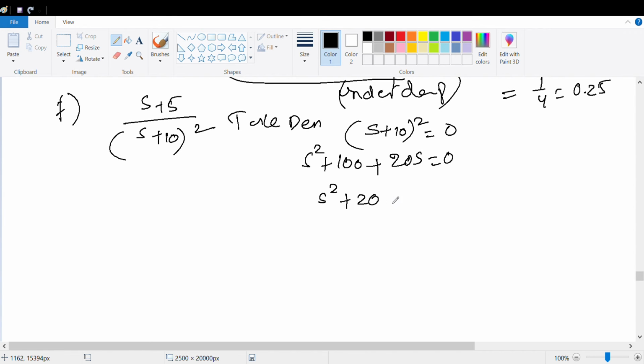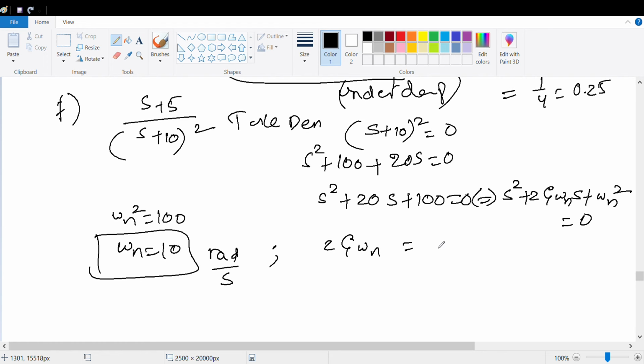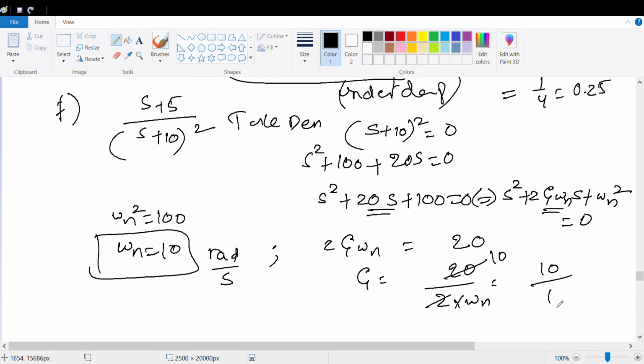For s square plus 20s plus 100 equals 0, we have to equate it with s square plus 2 zeta omega n s plus omega n square equals 0. Therefore omega n square is equal to 100, omega n is equal to 10 radians per second, and 2 zeta omega n s is 20. If you equate these two, zeta equals 20 by 2 times omega n. So 20 by 2 times 10 is 1, so zeta is 1. If zeta is 1, it is called a critically damped system.